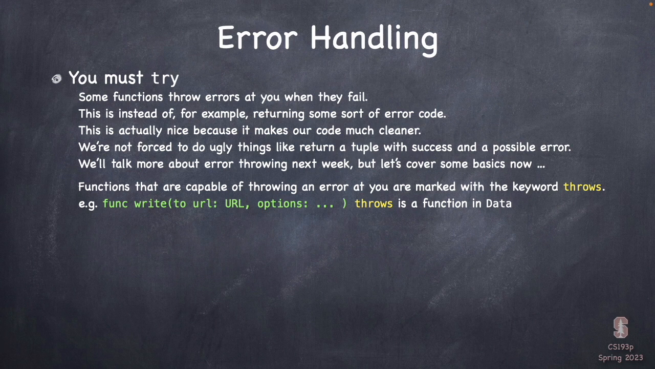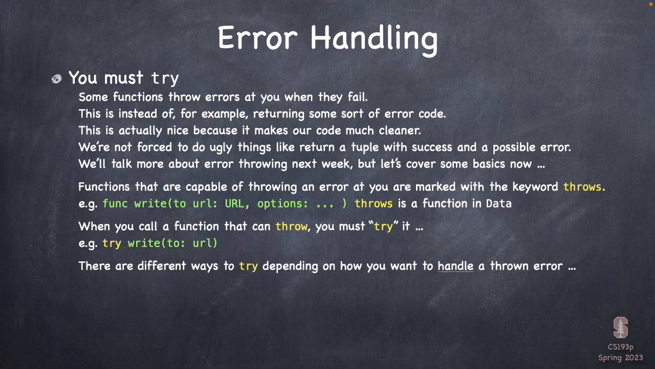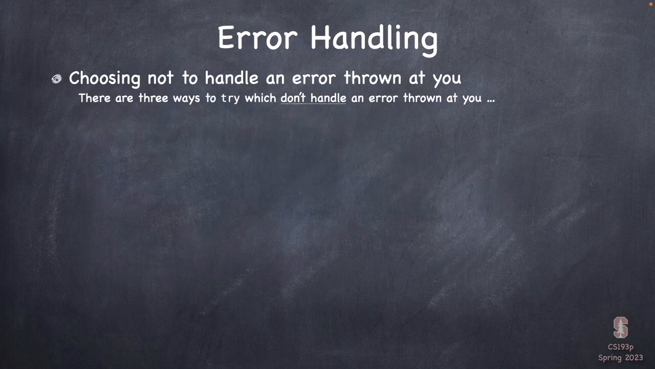If you want to call a function that throws, you have to try it. So you always must use the keyword try when you call a function that is marked throws. There's no exceptions to this. You always have to do this. Now, let's talk about 4 ways to deal with trying a function that might throw. 3 of them are to basically ignore the error, and 1 of them is to handle the error. Let's talk about the 3 ways to basically not handle the error. An error happened and you're not going to do anything about it.